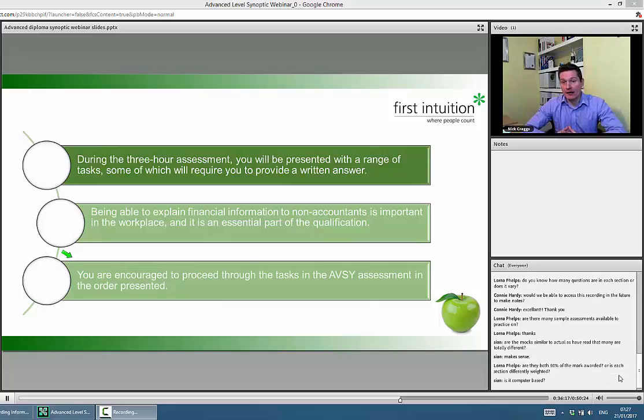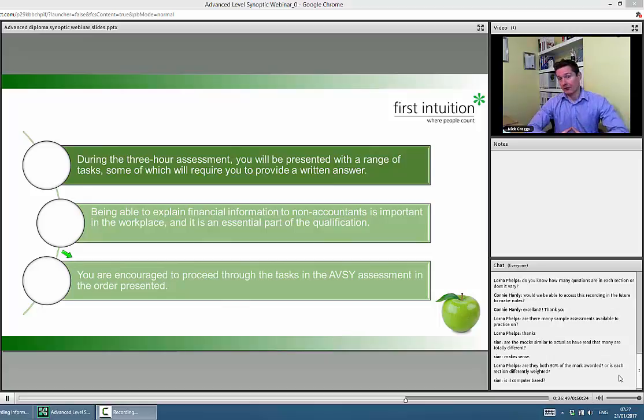I mean, it says here you're encouraged to proceed through the tasks in the advanced synoptic assessment in the order presented. It doesn't really overly matter. You're going to have to do them all anyway. As I say, there's only 4 tasks in the first section. If you miss one, you're going to struggle to pass. You can move backwards and forwards, but the different units are going to be in different questions anyway, so you can't just avoid management accounting because it could well be in the next one anyway.